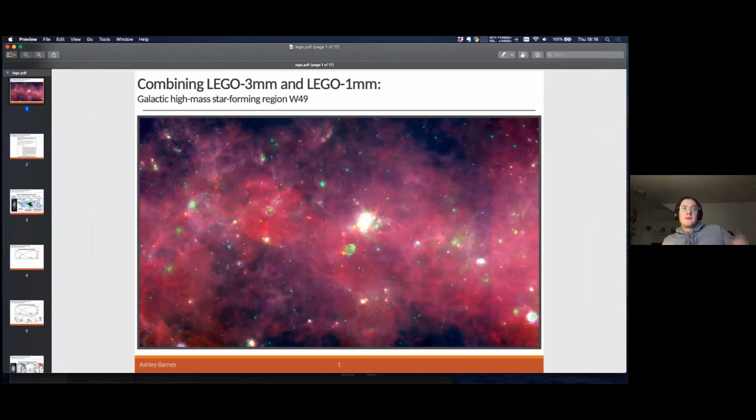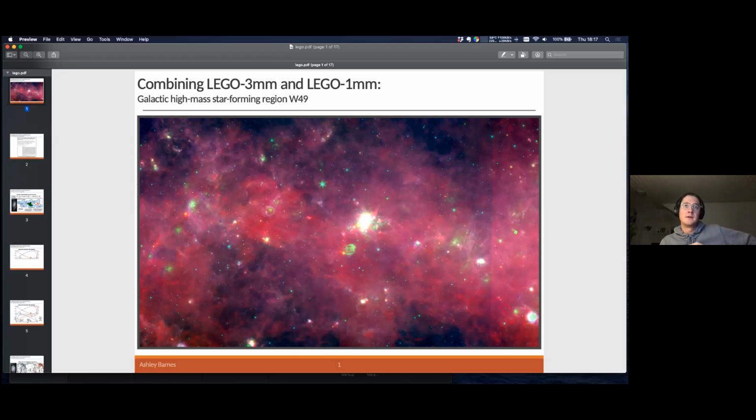So my talk will focus on this project, LEGO, which is a project focused on studying molecular line emission in the Milky Way as a tool to study extragalactic observations. This started out as an IRAM 30-meter large project, covering various regions in the galaxy.